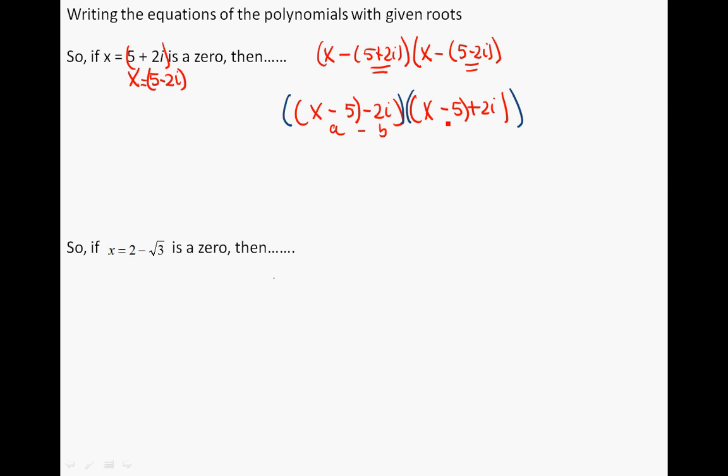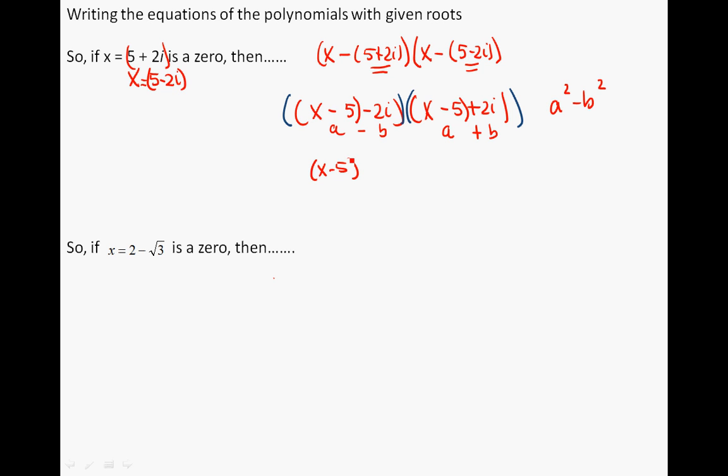What do you have here then? Well, that's x minus 5 again. Well, that's a, and now it says plus 2i. And 2i is b. So you see you have an a minus b, a plus b. Well, then this is a squared minus b squared. So we can use that to multiply this out pretty quickly.